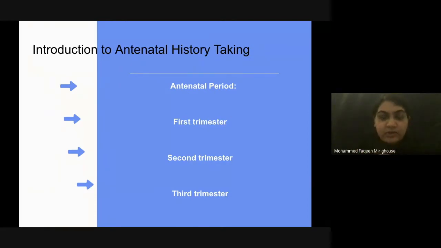If you are in the first trimester, ask the questions for the first trimester, ask the red flags for the first trimester. You can safely omit second and third trimester and move on to P2 plus P3.